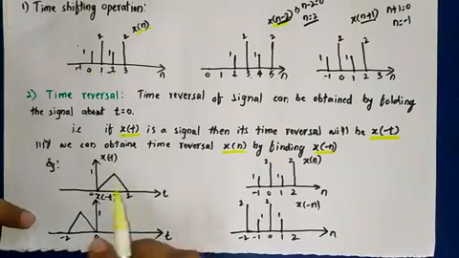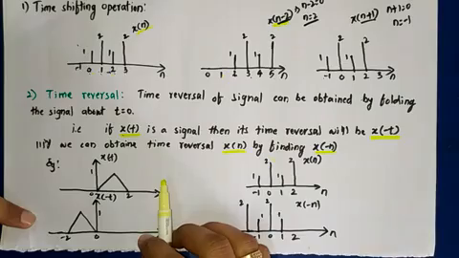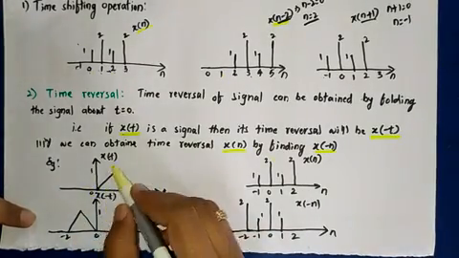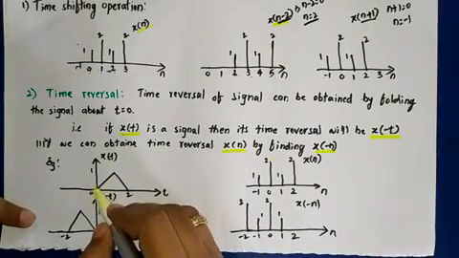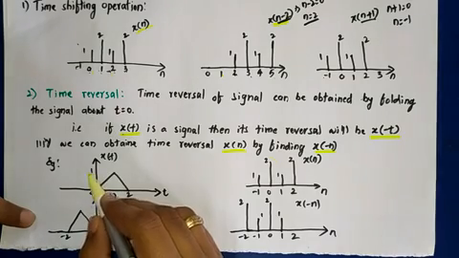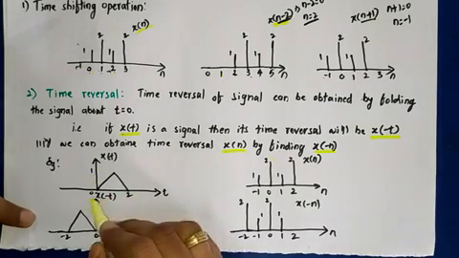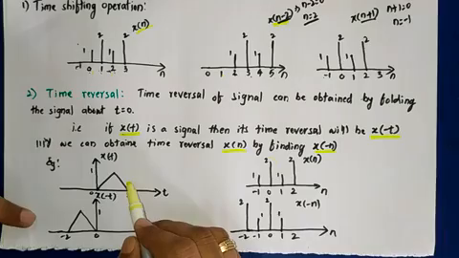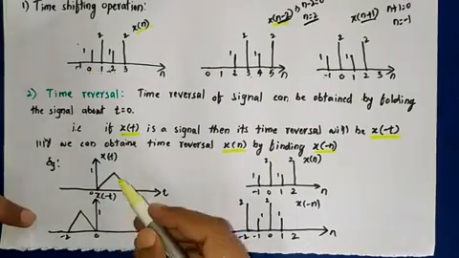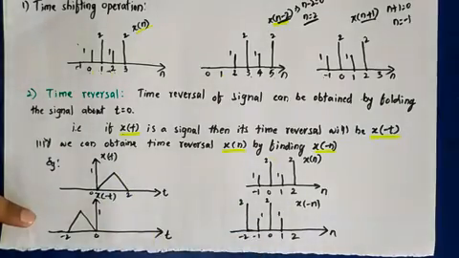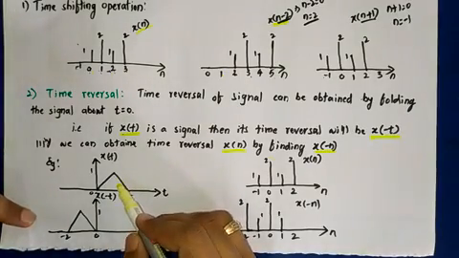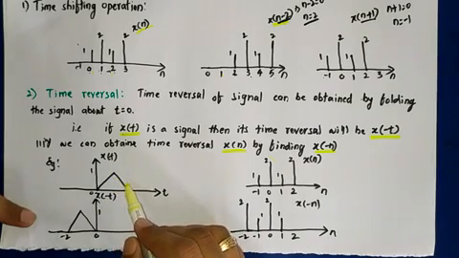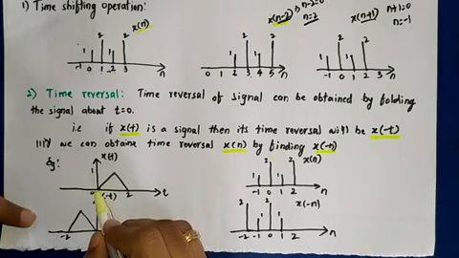You can see the graphical representation of some examples I have taken here. The first example is about the continuous time signal x of t, which is given like this. x of t exists from 0 to 1 and 0 to 2 and the amplitude is 1. This is x of t. Now this is like a triangular wave, a triangular signal. If I want to perform the time reversal on this, what I am supposed to do, I have to fold it over t equal to 0.